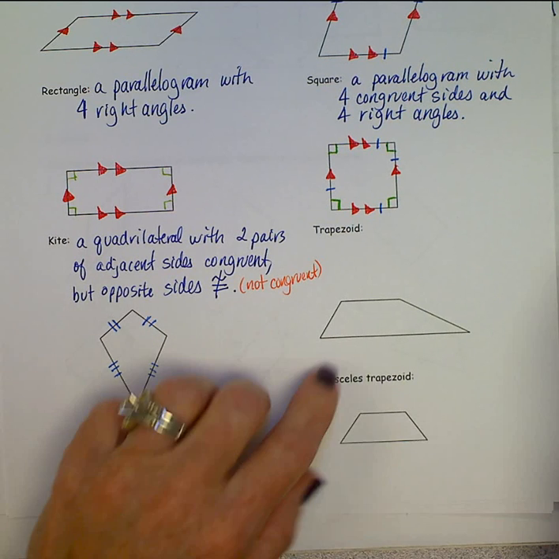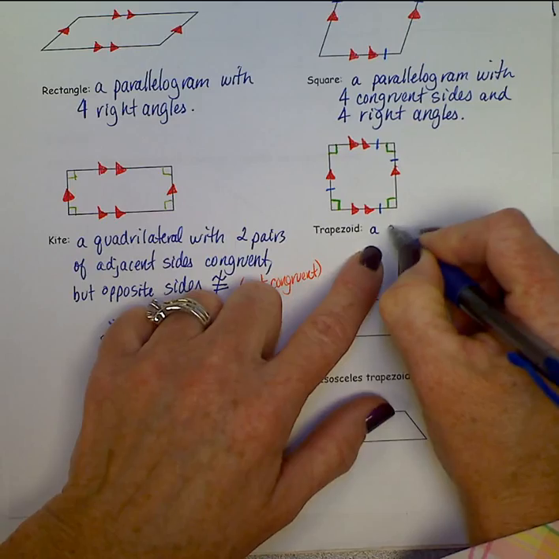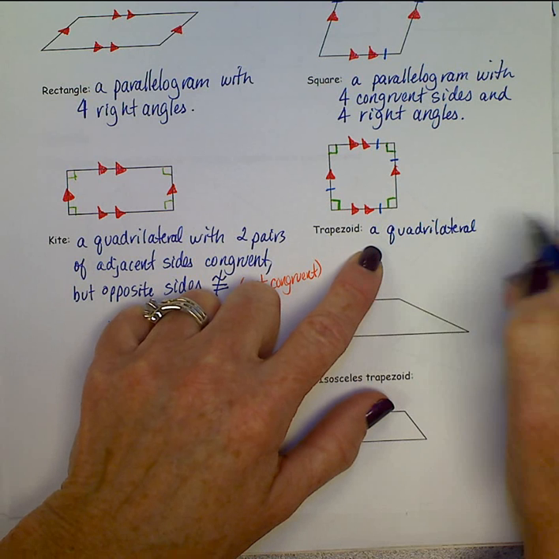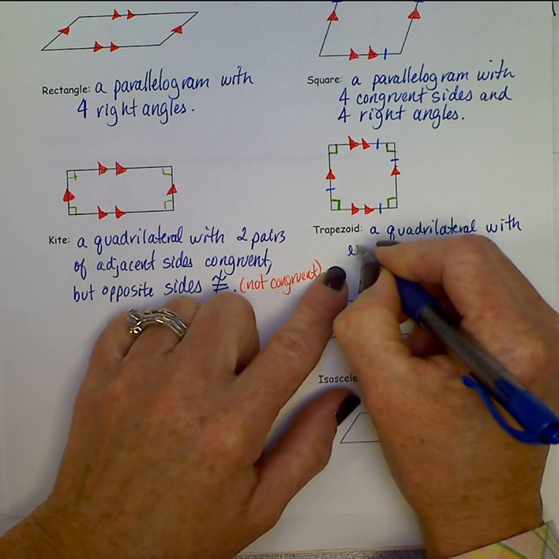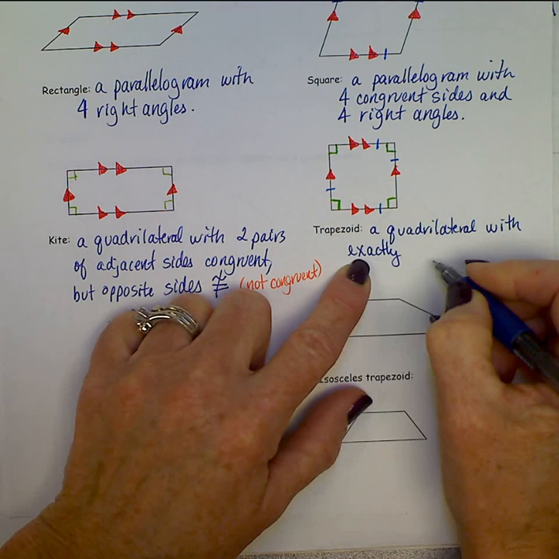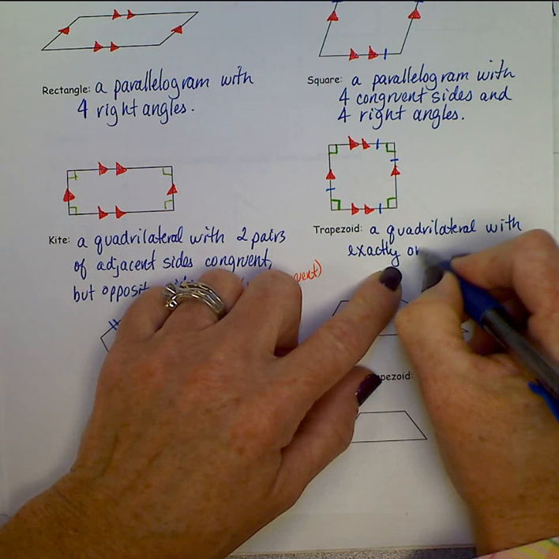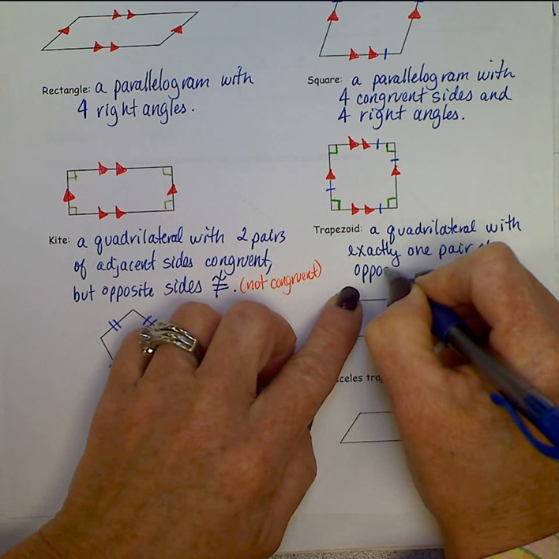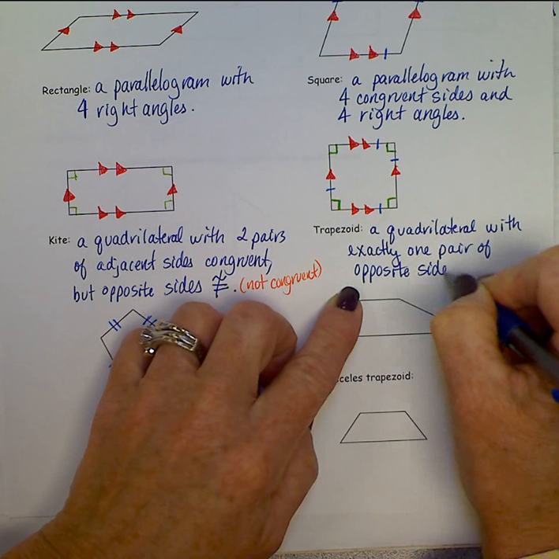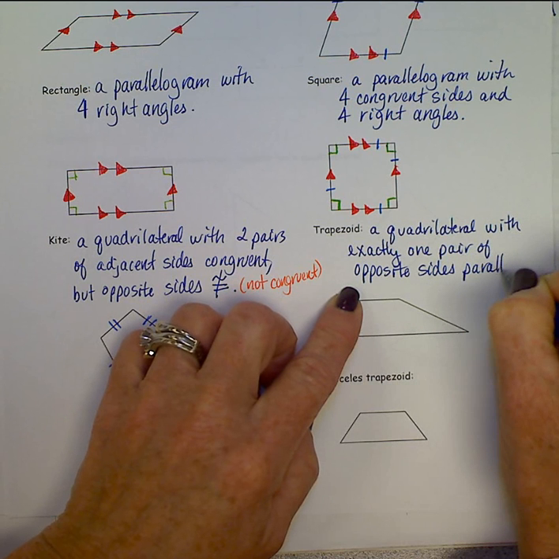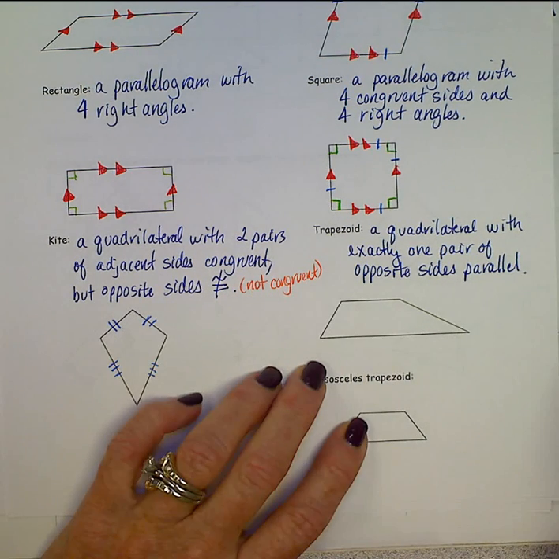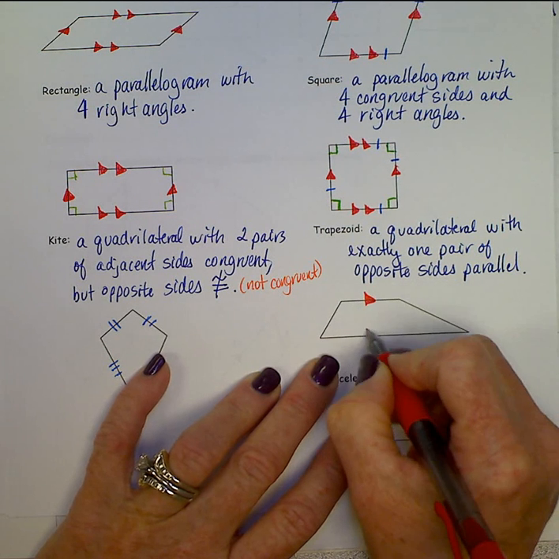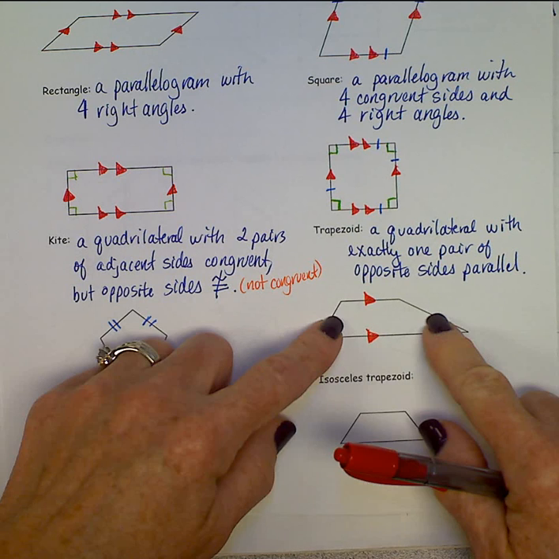A trapezoid is a quadrilateral with exactly one pair of opposite sides parallel. Trapezoid, one pair of sides is parallel. The other pair is not.